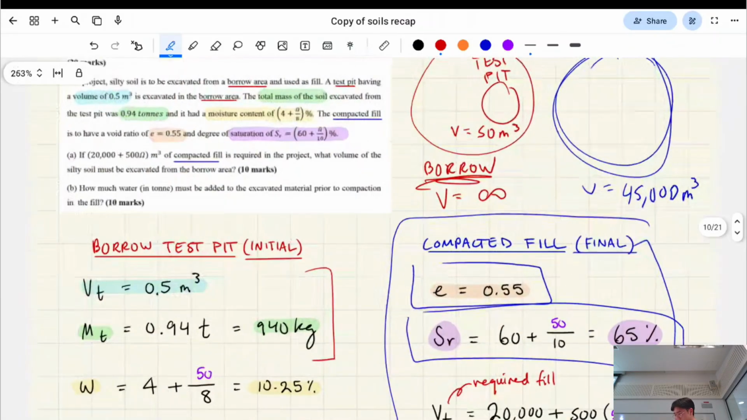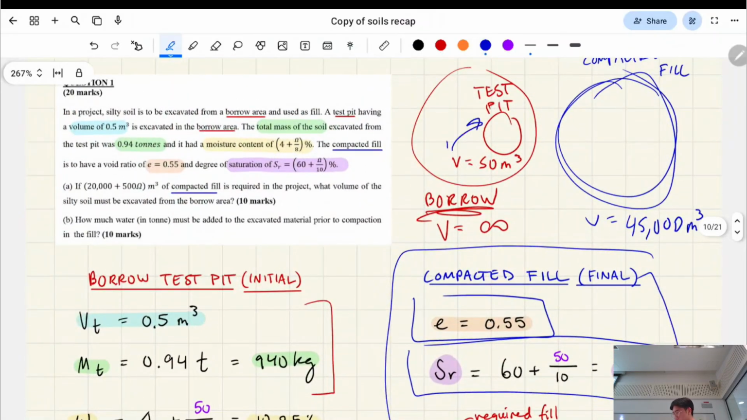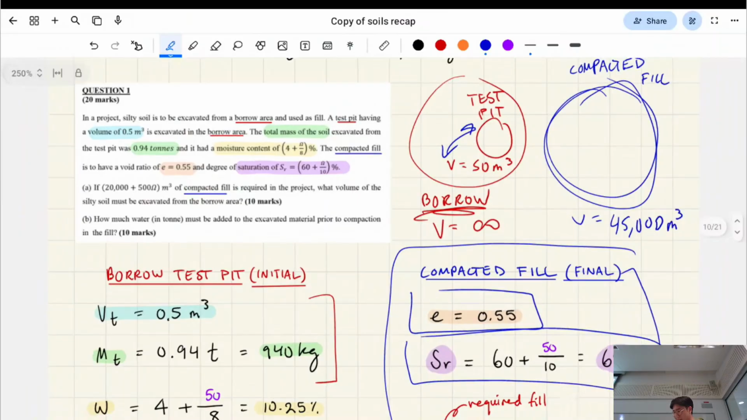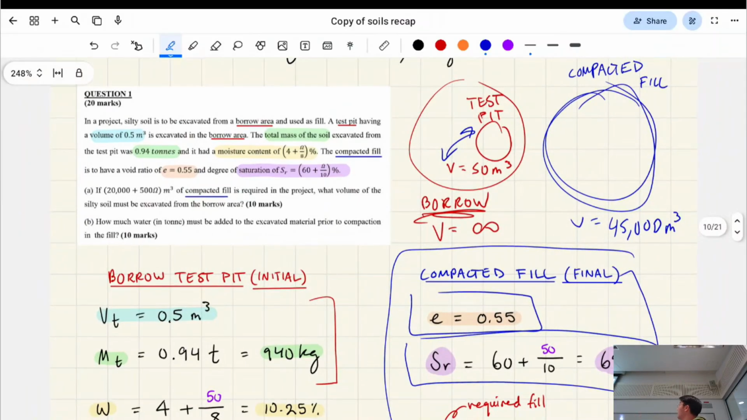Yeah, what I'm trying to say is that the test pit and the borrow are going to have a certain moisture content and other soil properties, and they're going to be shared between the overall borrow and the test pit, right? But obviously the volume is going to differ, the mass of the soil is going to differ because we're dealing with different quantities, right? Yeah, and so that's the general concept you have to think about when doing all these questions. The fact that there's kind of these two circles and then a circle within one of the circles.